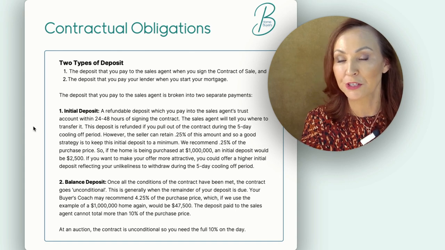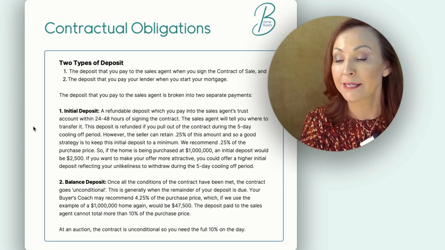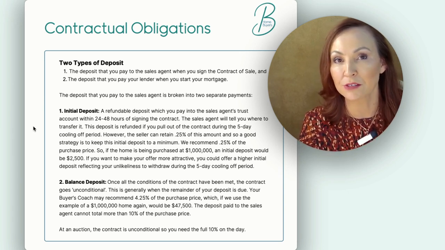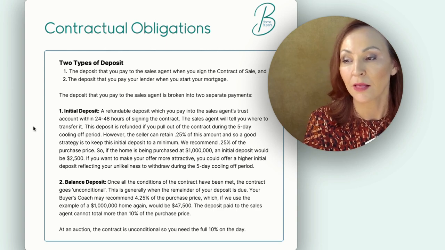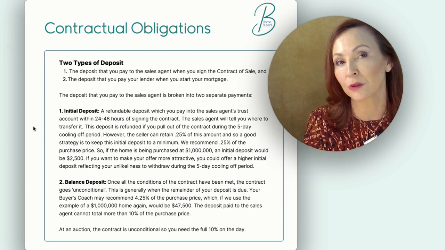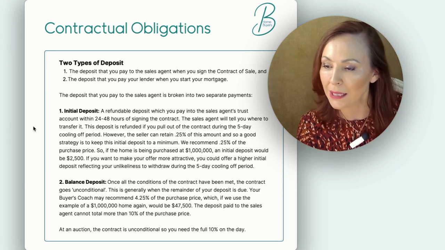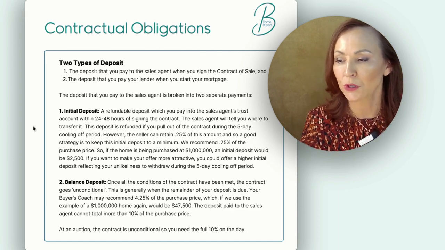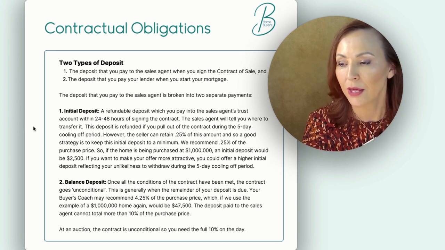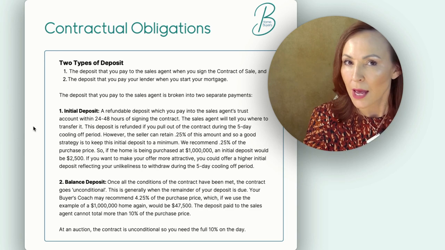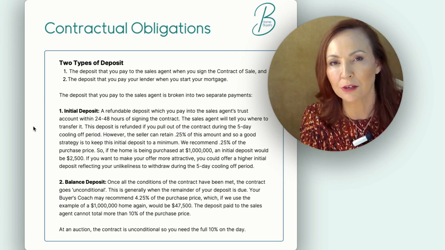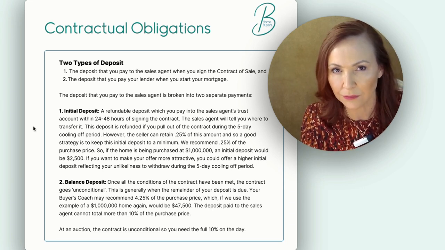So if the home being purchased is a $1 million home, an initial deposit of 0.25% would be $2,500. That's the amount also that they would keep if you pulled out during the cooling off period. The balance deposit, once all the conditions of the contract have been met, then you can make that a higher amount. Bear in mind that the two together cannot add up to more than 10% of the purchase price in Queensland.